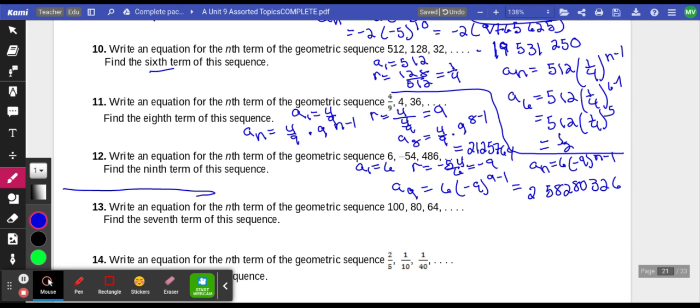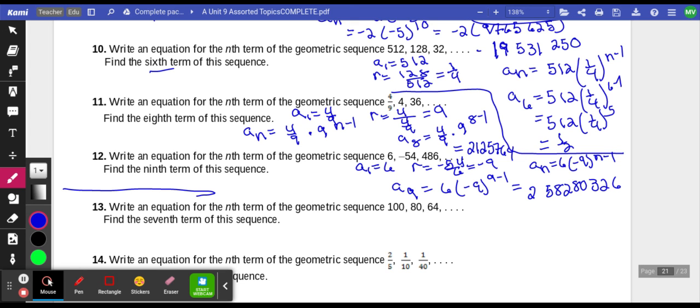Okay, so on number 10, again, a sub 1 is going to be 512. I find my r by dividing 128 by 512, 1/4. So my equation is a sub n equals 512 times 1/4 in parentheses to the n minus 1 power. They want the sixth term, so I substitute 6 for n. So it's 512 times 1/4 to the 6 minus 1 power. I subtract. So it's 512 times 1/4 to the 5th, which gives me 1/2.